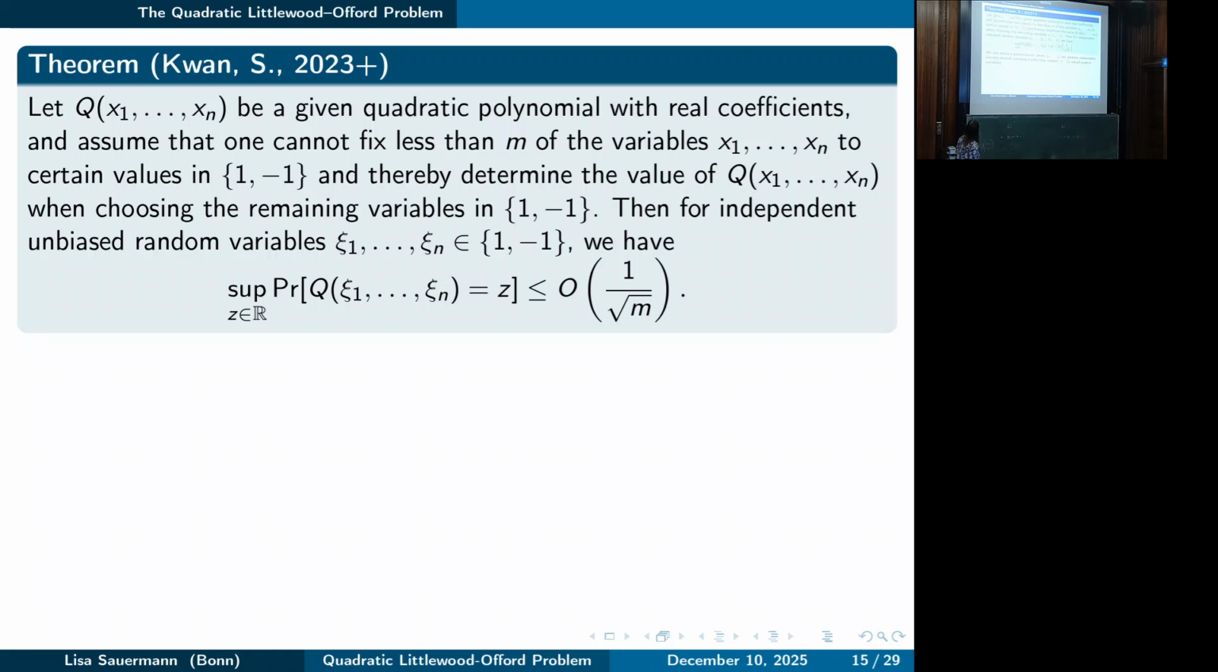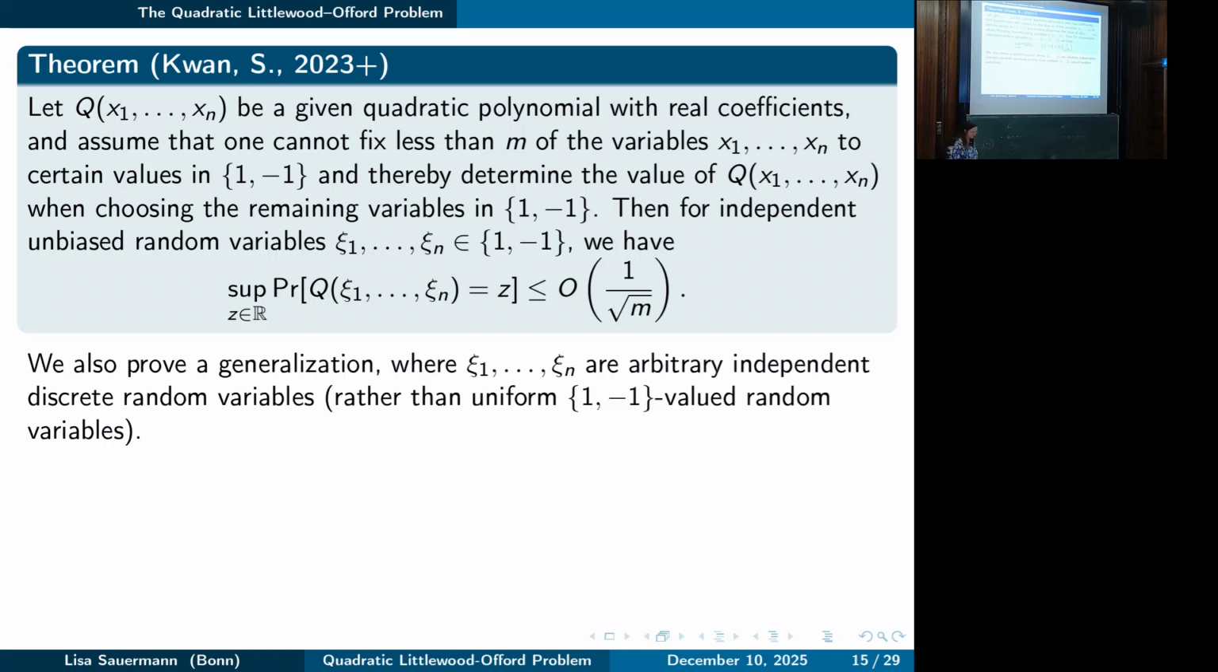Okay, so here's again the statement. Let me briefly also mention that we also proved a generalization of this, where these are arbitrary independent discrete random variables rather than 1 minus 1 valued. The proof transfers to that, or rather the result can be, in some sense, used as a black box to transfer to that. But I don't want to focus on that in this talk. So in this talk we stick with 1 minus 1.